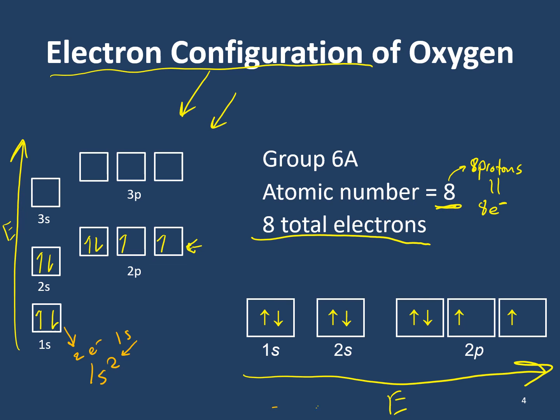And then I can keep going, right? Then I'd write 2s. How many electrons are in this 2s orbital? Well, there are also 2. And now we can go 2p. Okay, well, 2p is the next orbital, and there are 4 electrons in it, right? So this gives us the electron configuration of oxygen.